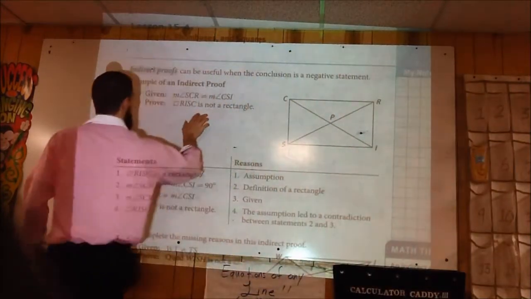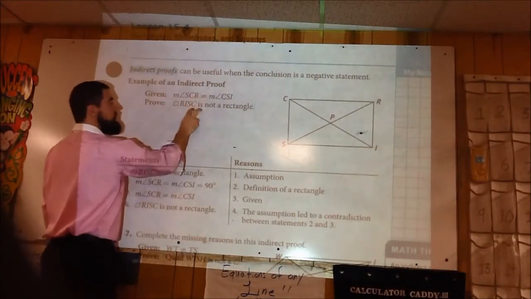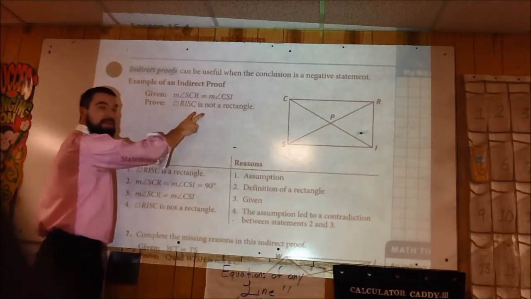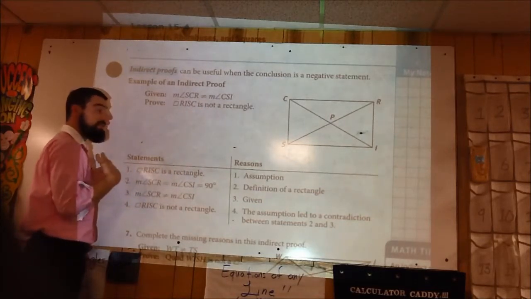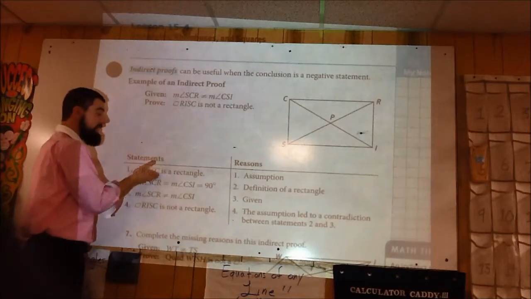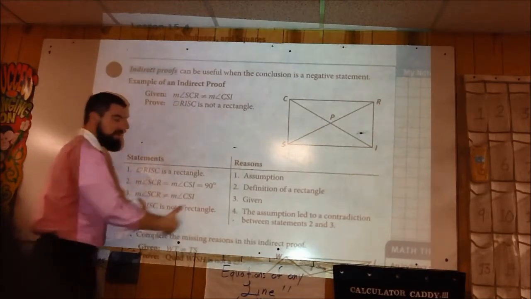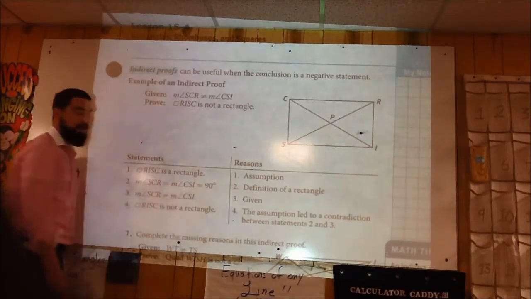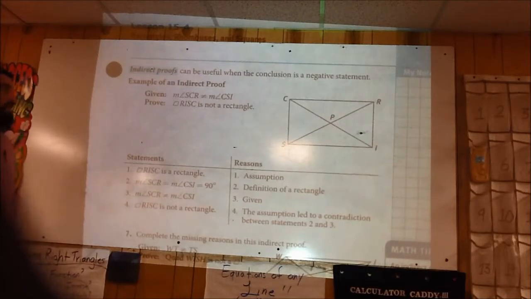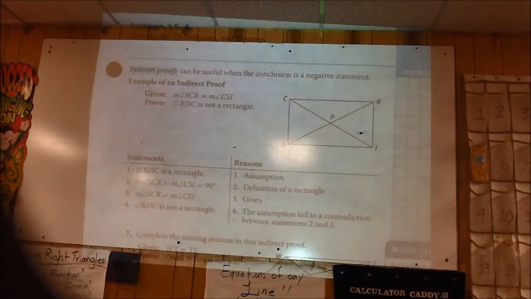So here it's saying, given this, try to show that it's not a rectangle. So they're going to say, well, let's assume that it is. And if it is, then all this stuff happens, and then you come to a contradiction. But let's just focus on normal proofs. Is that okay? Let's not move on to indirect right now.